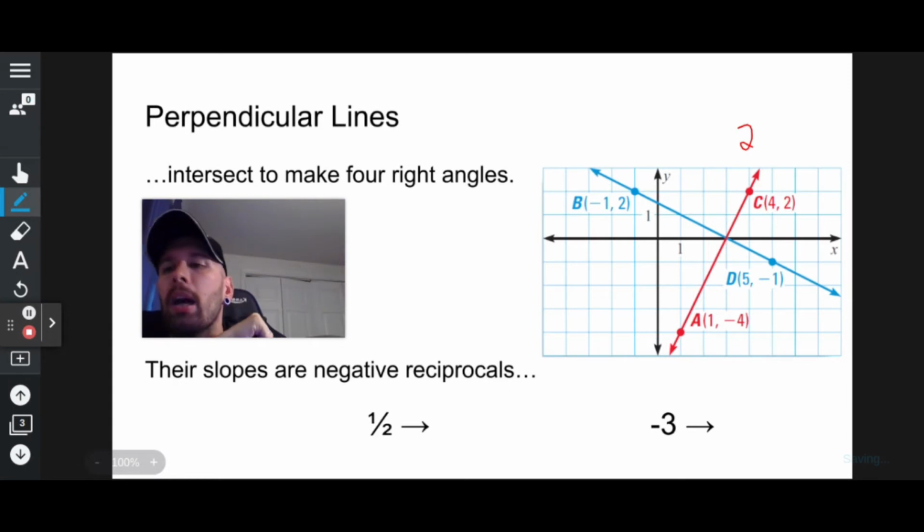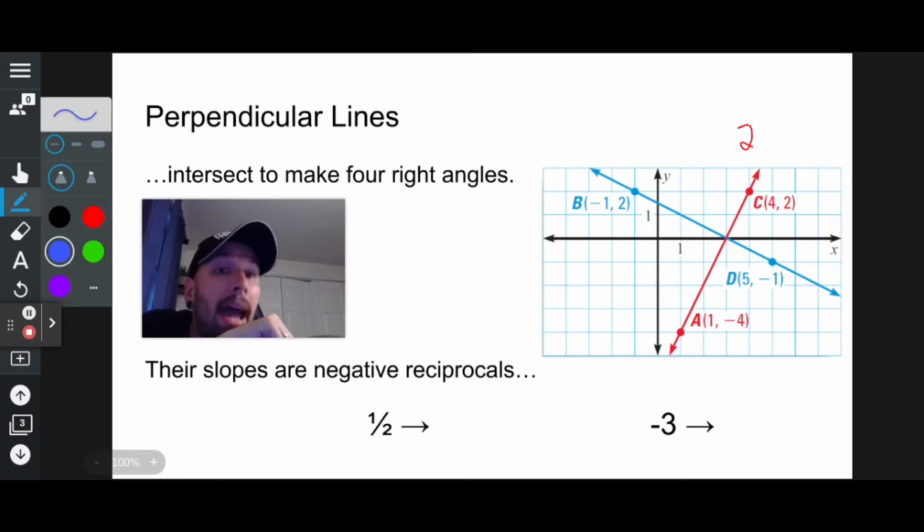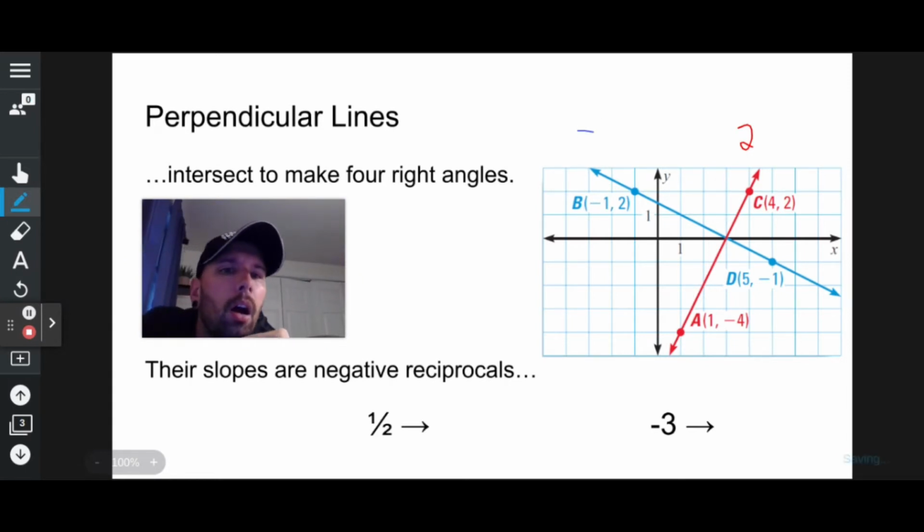And that blue line appears to be negative, up 1, 2, 3 over 1, 2, 3, 4, 5, 6. Negative 3 over 6 is negative a half. Well, one was positive, one was negative, one was a half, and one was 2 over 1. Perpendicular lines are the same thing, but one's negative and flipped, also known as negative reciprocals.